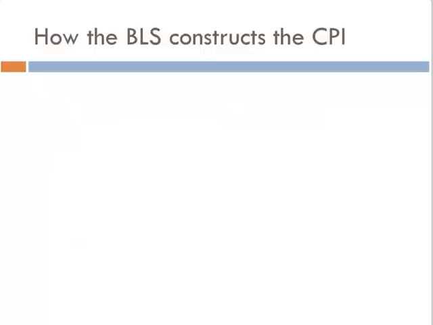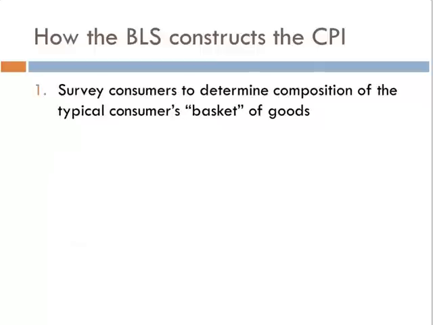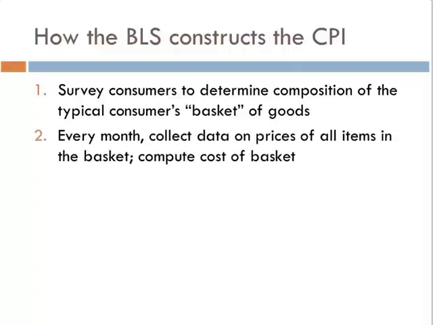So, how does the BLS construct CPI? Well, first of all, it takes a survey to determine the composition of the typical consumer's basket. It does this in the base year. So this basket of goods, or collection of goods of the typical consumer, is determined once. And after that's determined, they continue to calculate the index.